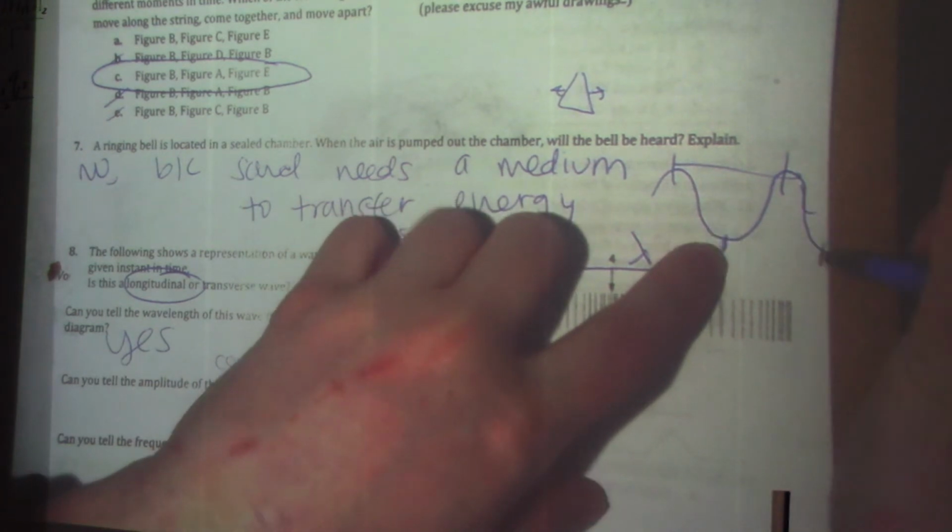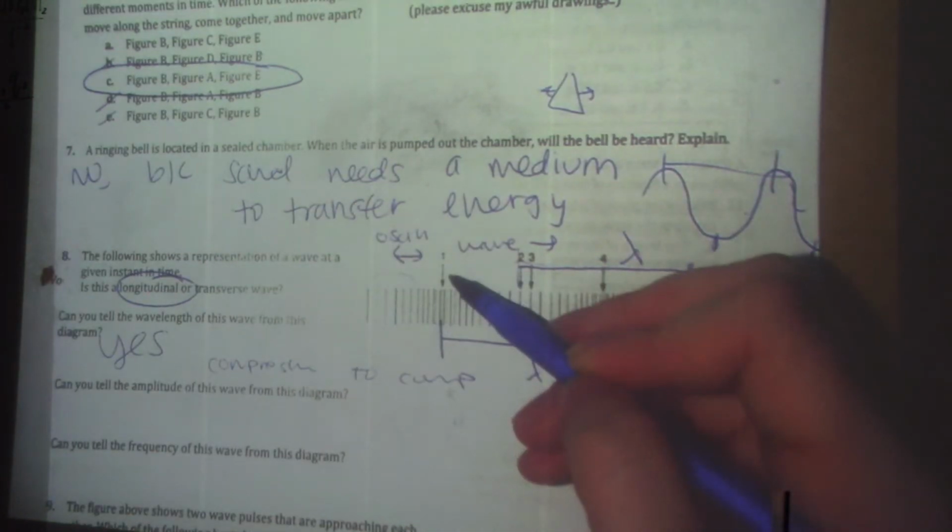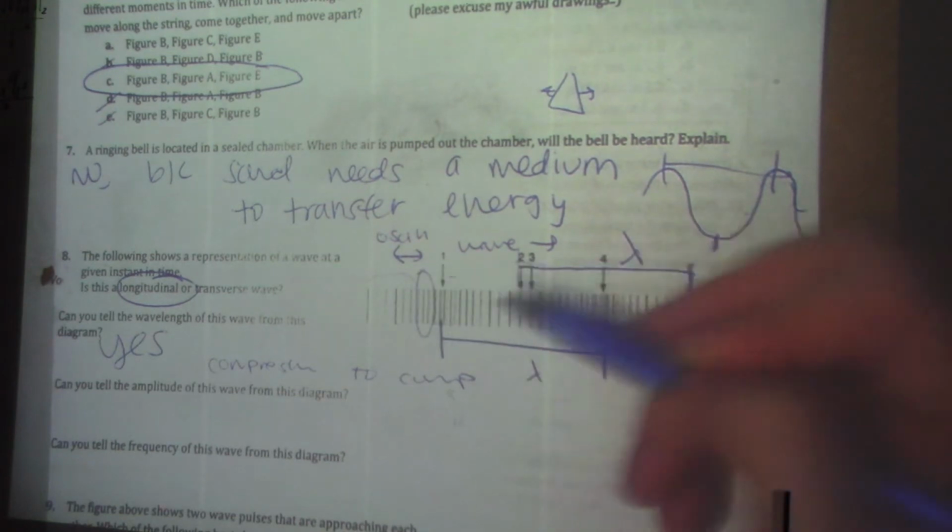That would be like from trough to trough. Or you can even do equilibrium to equilibrium. Equilibrium is somewhere between the really spread out rarefactions and the really compressed compressions. So like this would be an equilibrium, and here would be an equilibrium.